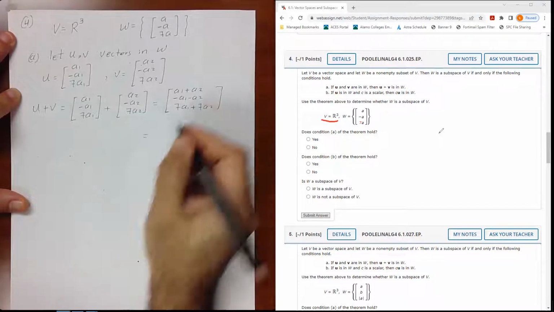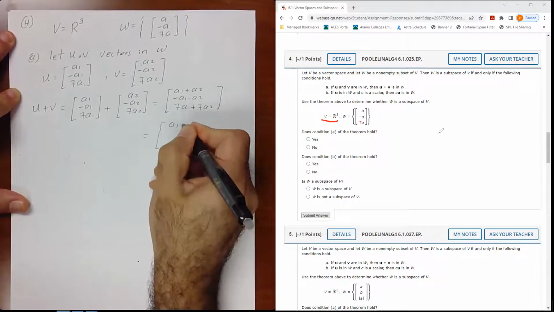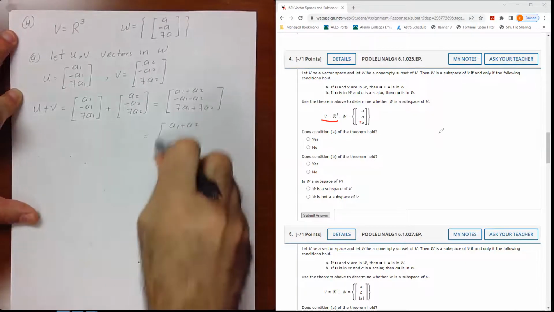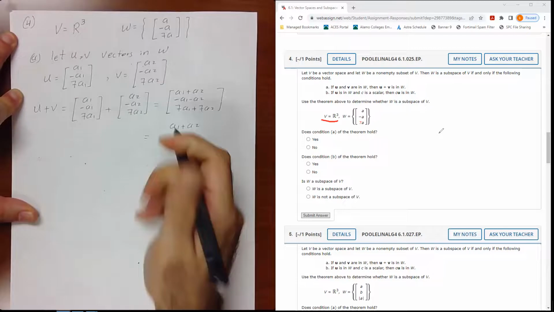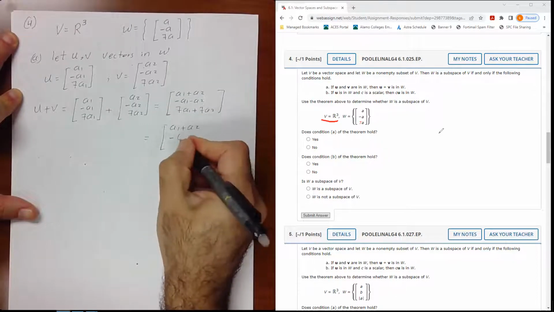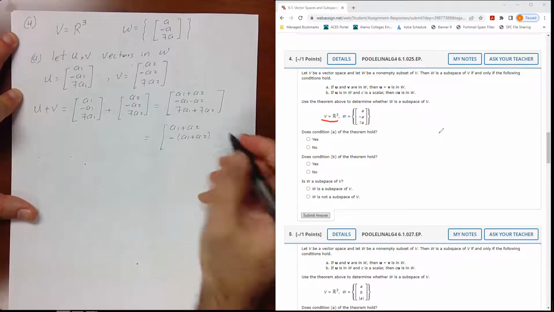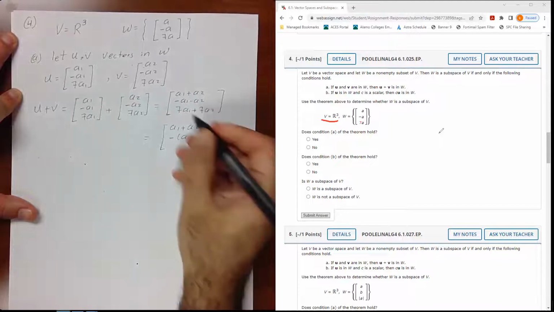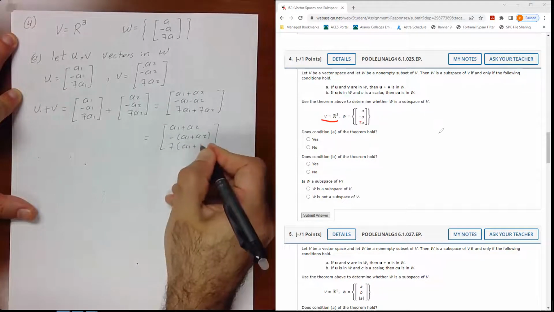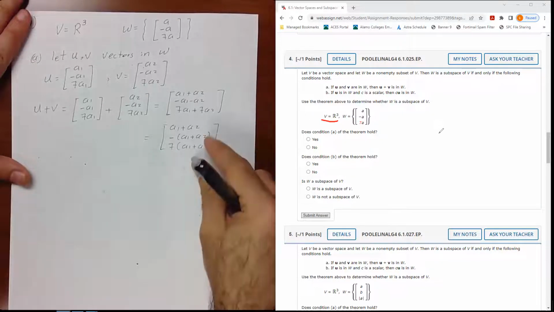Then I can simplify these. Here is A1 plus A2, the first element in this vector. The second element, if I take the negative sign as a common factor, is going to be negative (A1 plus A2), which is negative the first element. The third one, if I take 7 as a common factor, is going to be 7 times (A1 plus A2). So now the result is exactly like a vector in W.